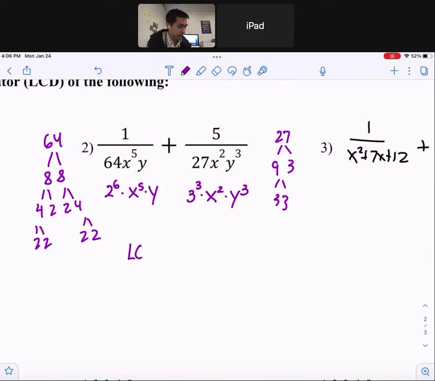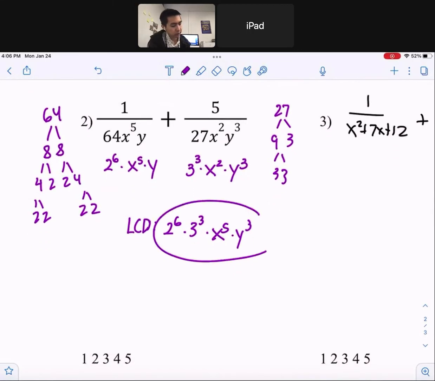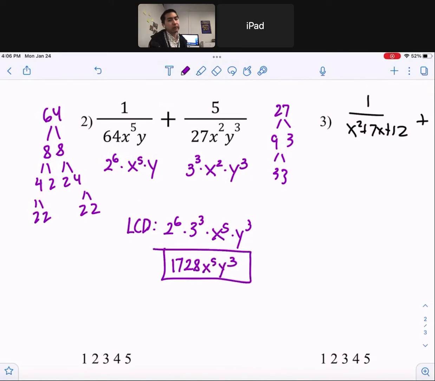So, LCD. Now, this is the only one that has 2 to the 6. We drop that down. This is the only one that has a factor of 3, so drop that down. Now, they both share an x, so take the highest power, x to the 5th. They both have a y, take the highest power. And then you multiply all this out. 2 to the 6 times 3 to the 3rd, which is 1728. x to the 5th, y to the 3rd. Okay.